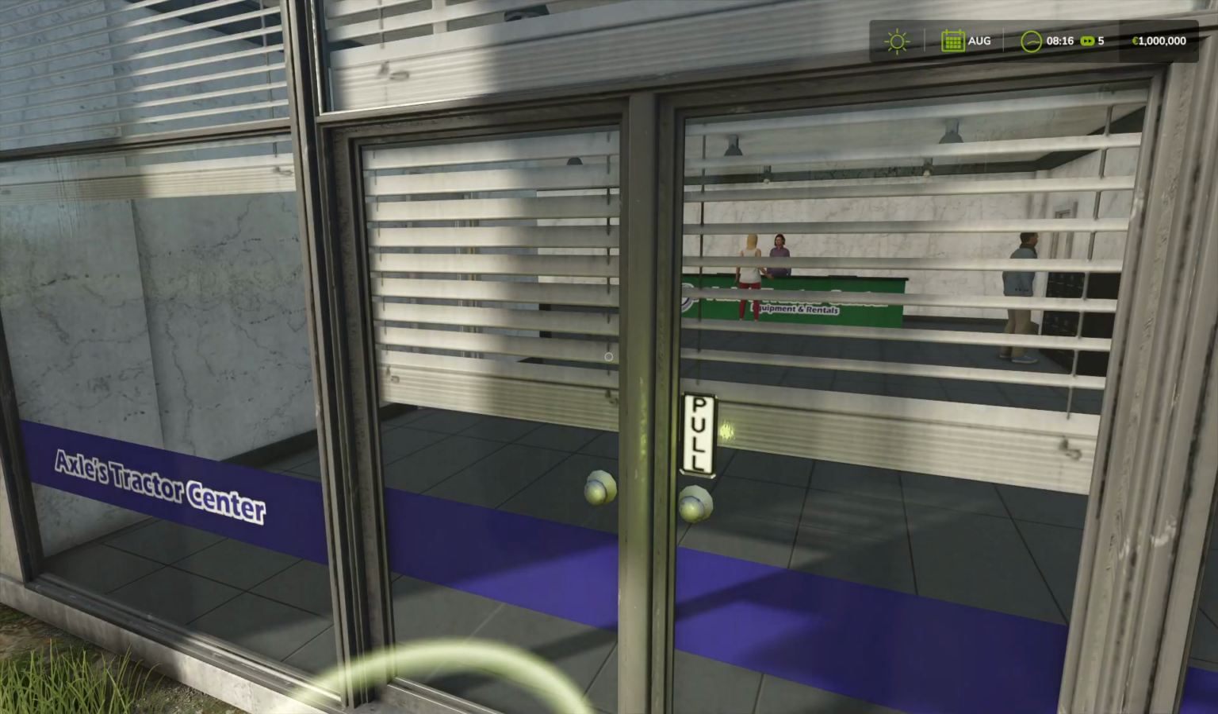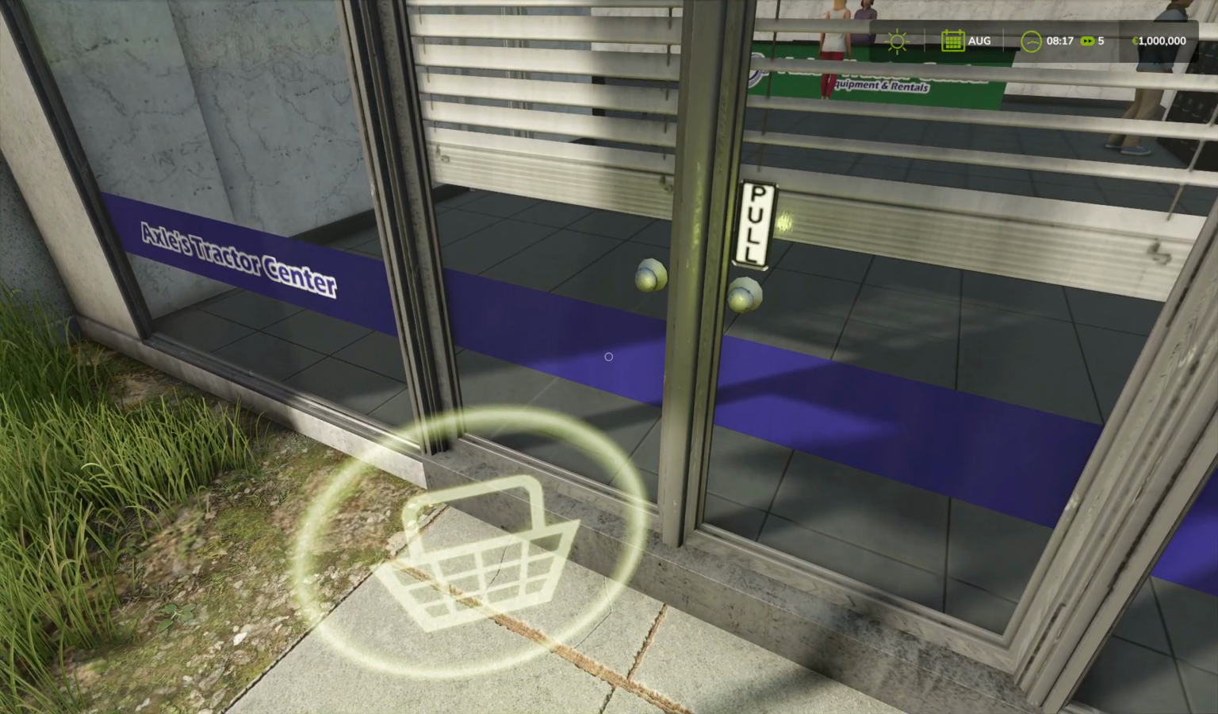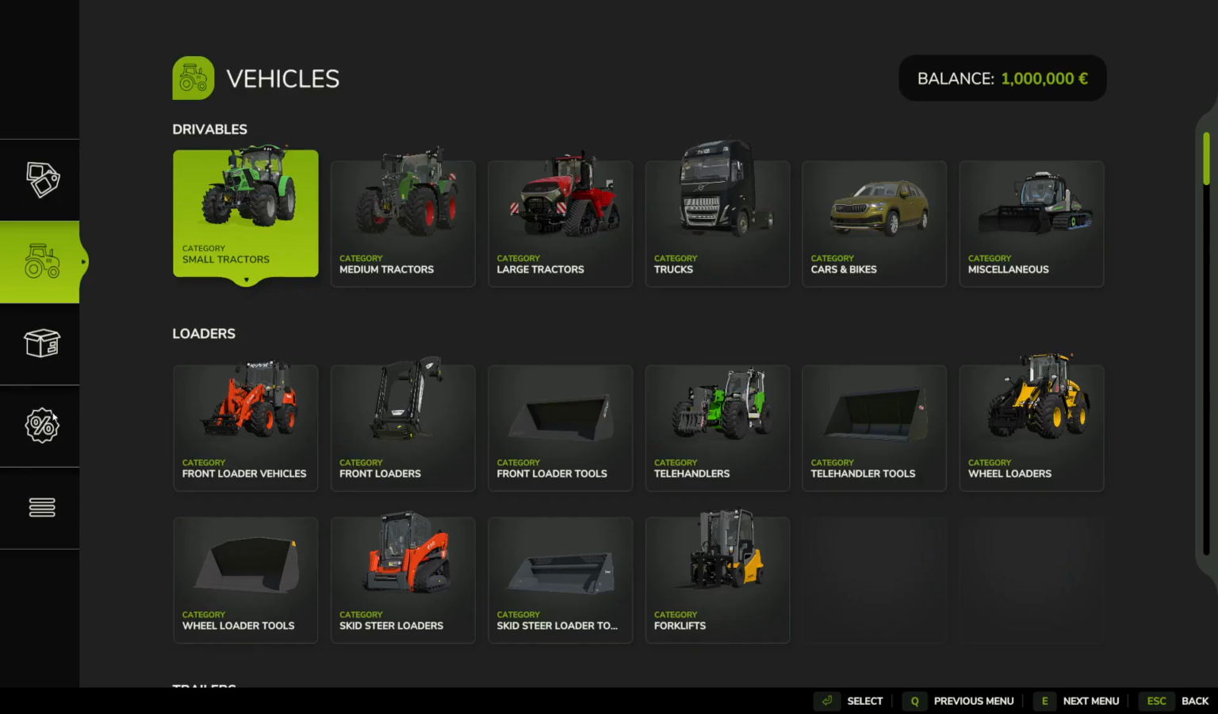So we are here at the shop in Riverbend Springs, and I press the R key. I could also press the P key. That works everywhere, and the R key only works when I'm standing here in front of the dealership. Okay, here we are, and we can rent all vehicles and machines that we can buy. But what we can't rent is something like seeds, because we use them up. Everything else is possible to rent.